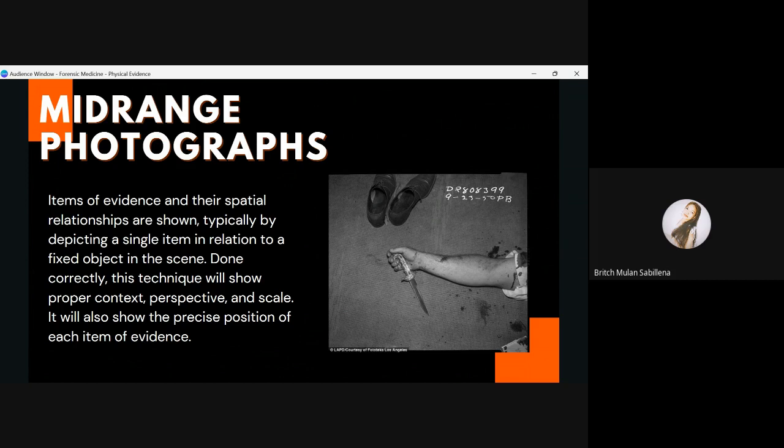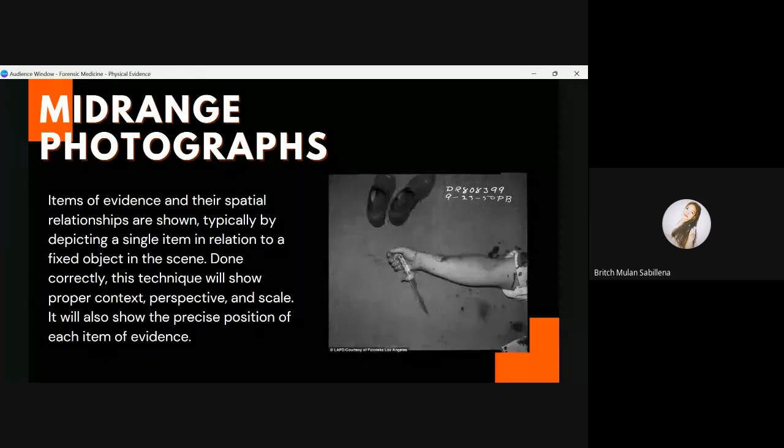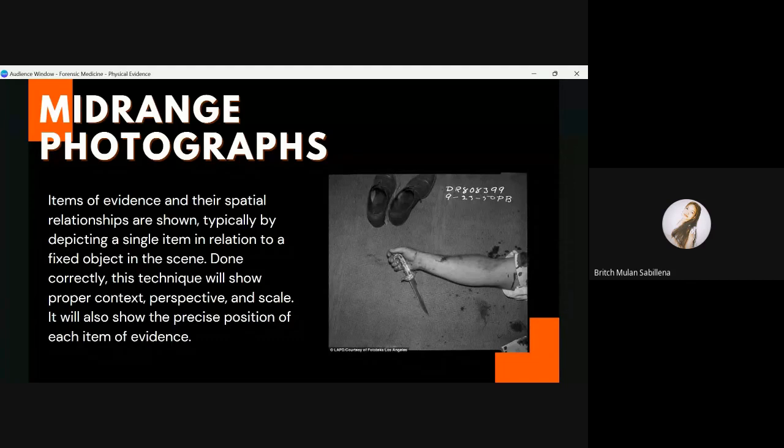To take these photographs, a single item of evidence is selected and then depicted in relation to a fixed object in the scene, such as a wall, floor, or a piece of furniture. This fixed object serves as a reference point that allows viewers to understand the spatial relationship of the evidence to the surrounding environment. The photograph should be taken from a mid-range distance that shows the item of evidence clearly while also providing enough background to establish the context of the scene. The camera should be positioned at a height and angle that accurately represents the perspective of the viewer.